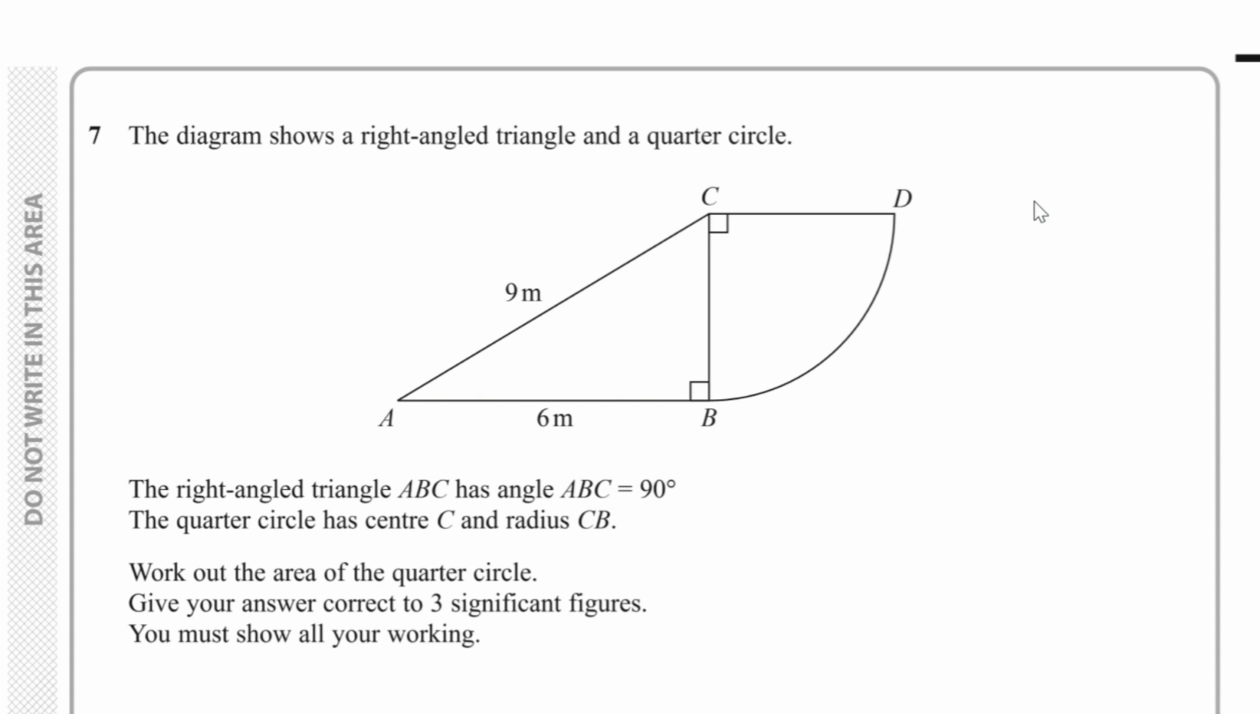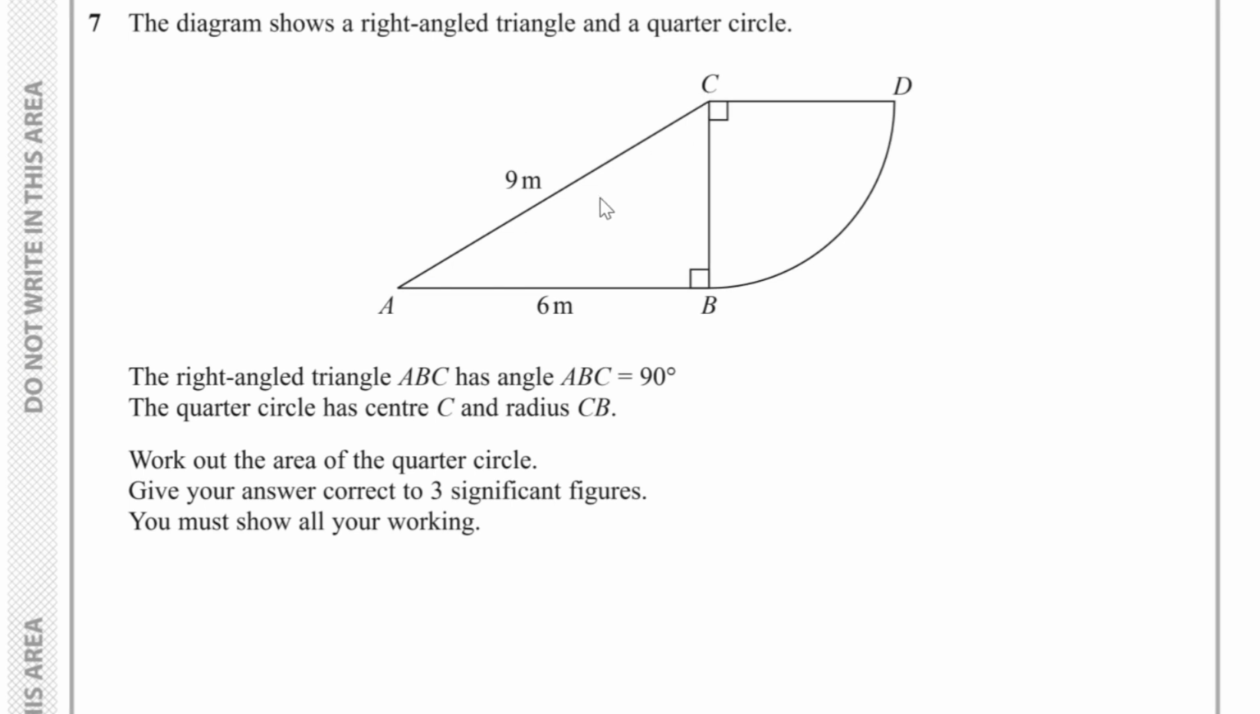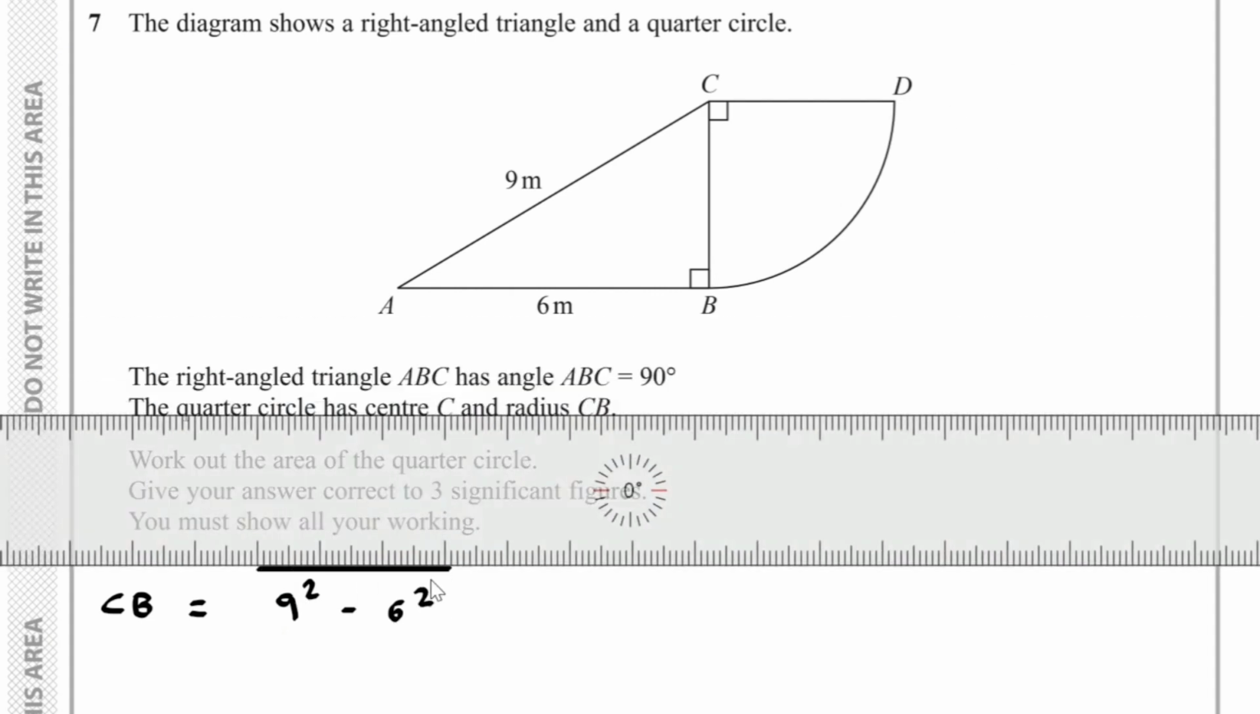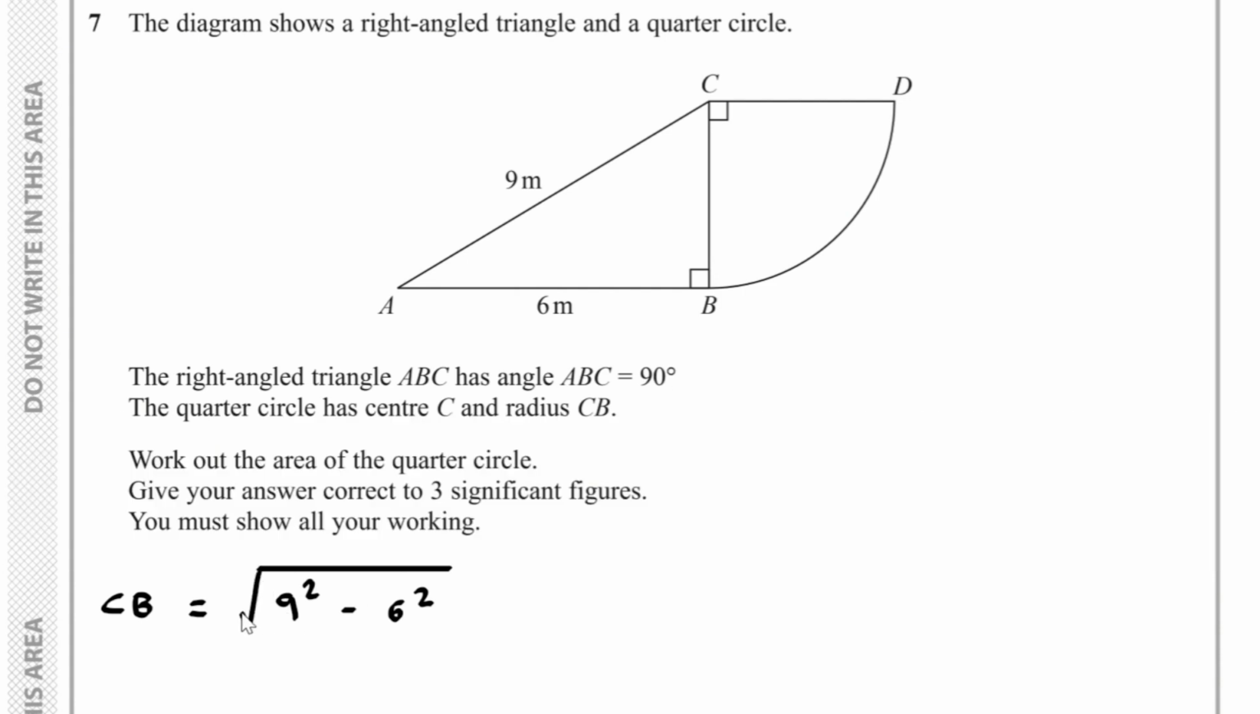Question number 7. The diagram shows a right angle triangle and a quarter circle. And the right angle triangle ABC has an angle, ABC being 90 degrees. We've got this quarter circle which has a center at C and a radius CB. We have to work out the area of the quarter circle to 3 significant figures. Well, if I consider my right angle triangle, I can first of all find out what CB is. That will equal 9 squared subtract 6 squared square rooted, and that's through Pythagoras.